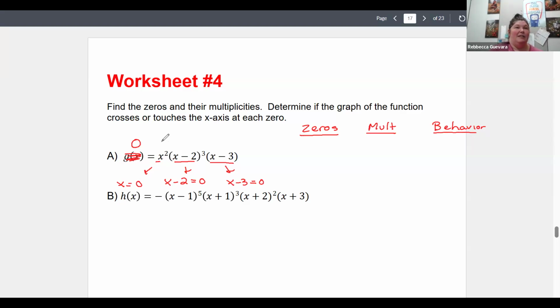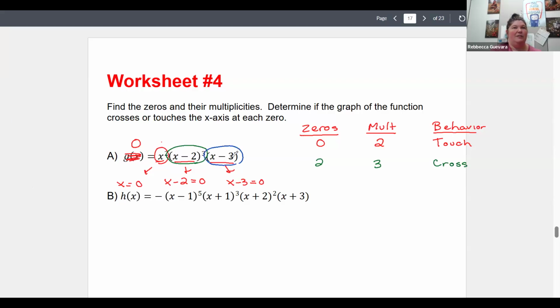What we see is that we get a zero at 0 here, and it has a power of 2 on it, so its multiplicity is 2. Because the multiplicity is even, it should just touch. If we look at this factor here, x minus 2 to the power of 3, then my zero would be just 2, because if x is 2, 2 minus 2 is 0. It has a power of 3, and because the multiplicity is odd, we expect to cross at that point.